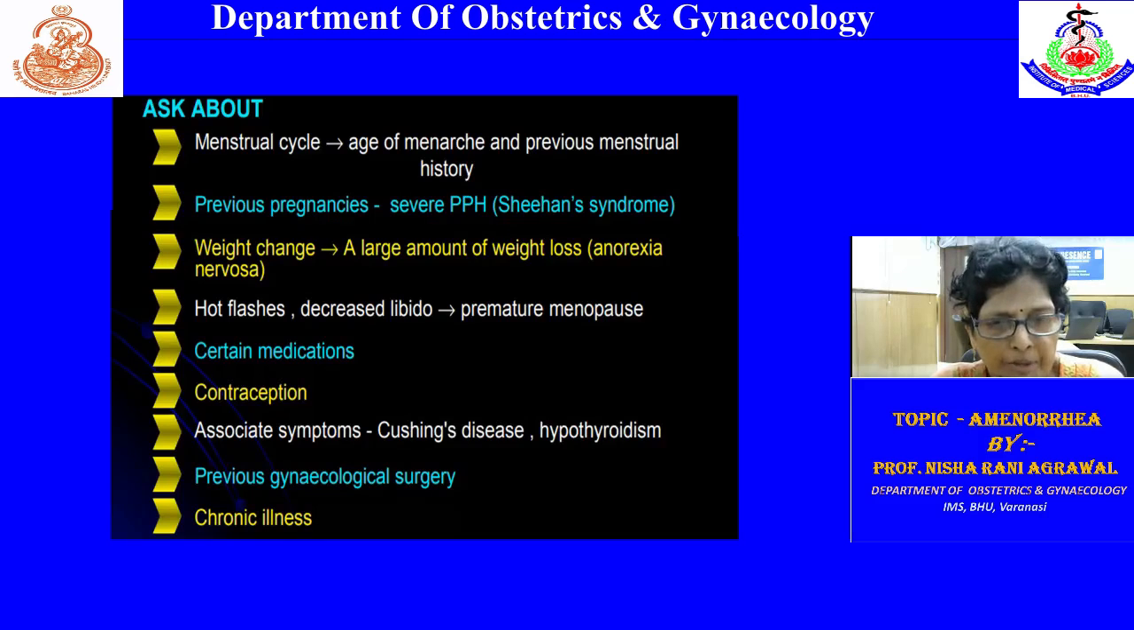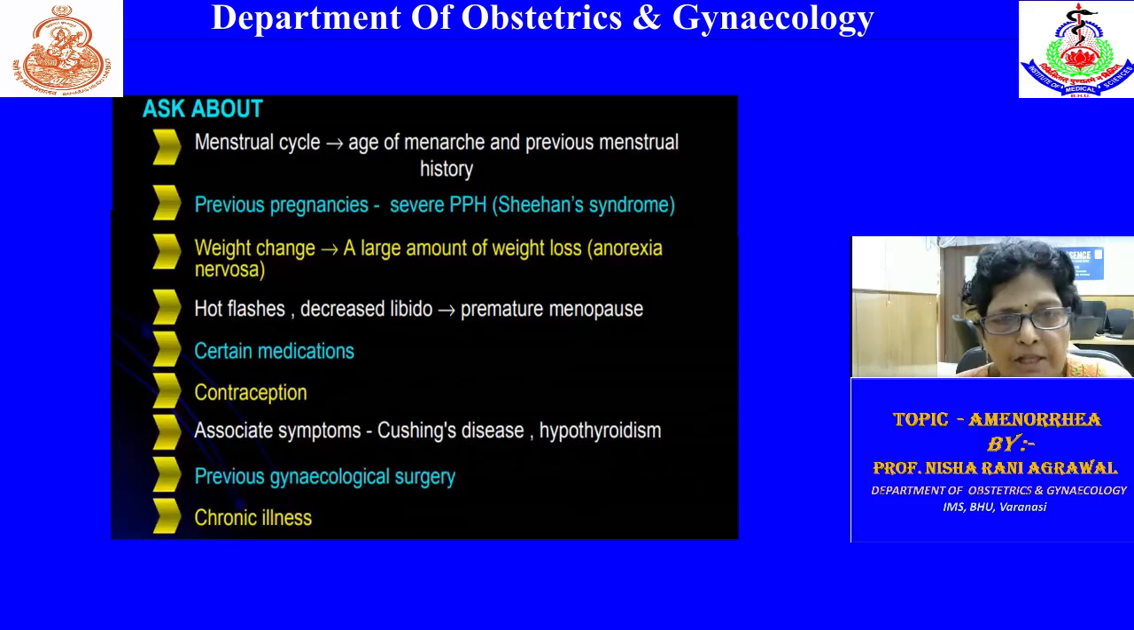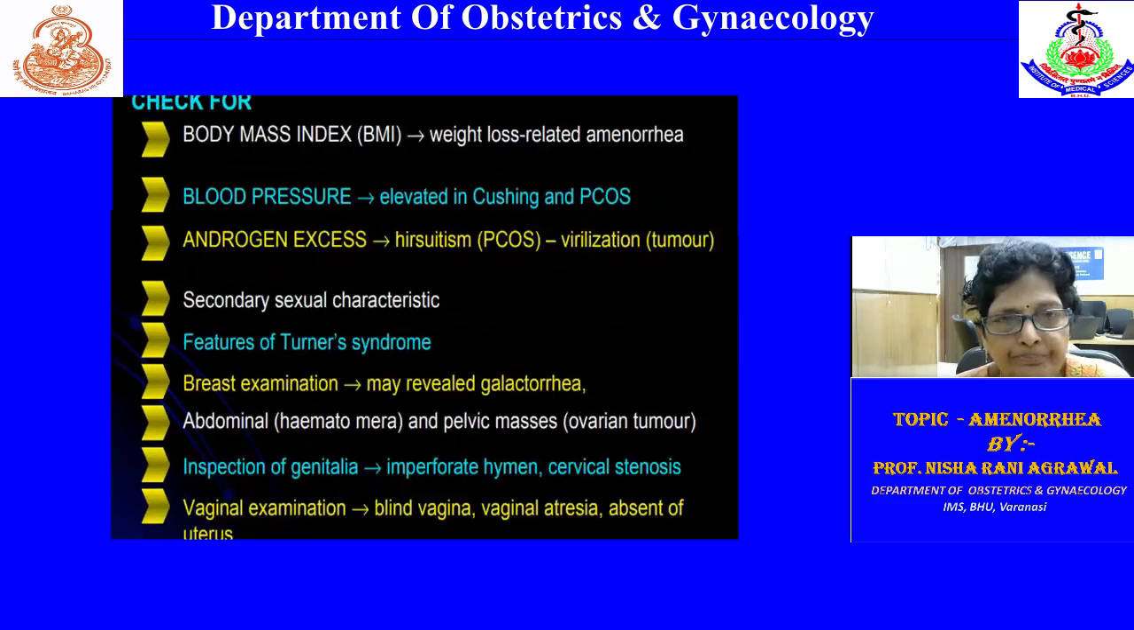Certain contraceptives, associated symptoms like Cushing disease, hypothyroidism, previous gynecological surgery, or any chronic illness. So these histories are very important. Check for body mass index, that is BMI. It's very, very important in weight loss related amenorrhea.